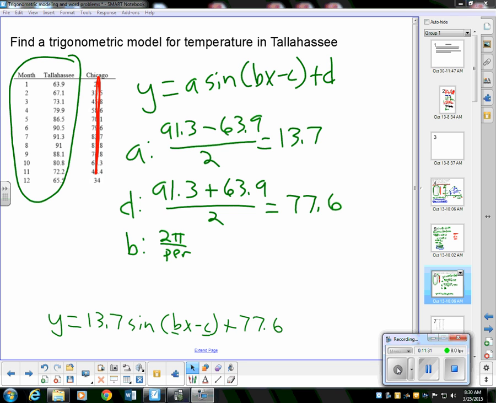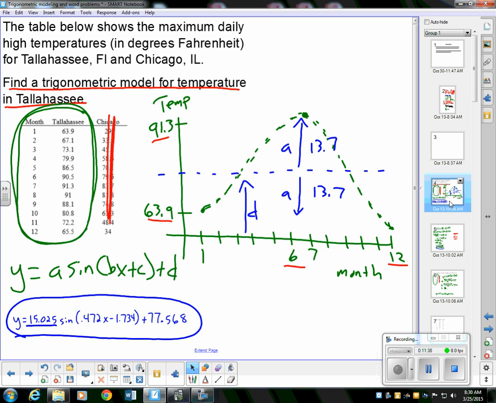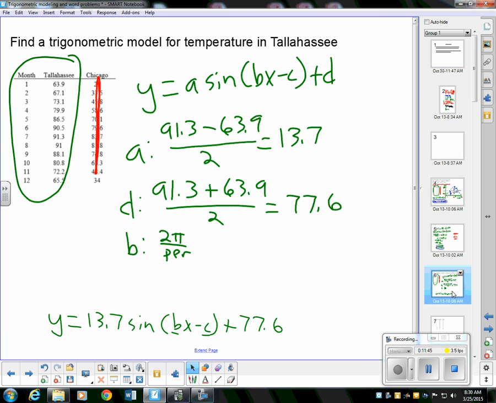Had a slight interruption there. So 2 pi over the period. We've already figured the period is 12. That comes from the graph. In other words, the distance of one complete cycle is 12 months. So B is 2 pi over 12, which reduces down to pi over 6. You can put pi over 6 in decimal format if you desire, but that's not necessary.